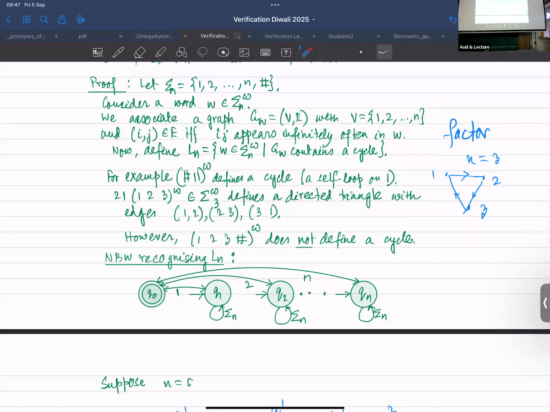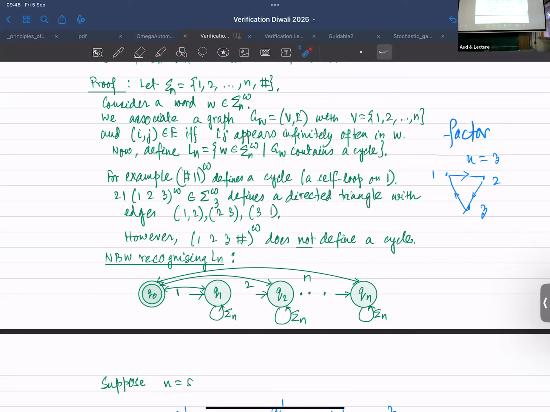So now how does it look like? From Q0 to Q1, these are the states. On Q1, you have a self loop on sigma 1. On Q2, you have a self loop on sigma n, and so on. From Q1 to Qn, you have self loops on sigma n. And again, sigma n has 1 to n as well as the sharp symbol. So this is my alphabet.